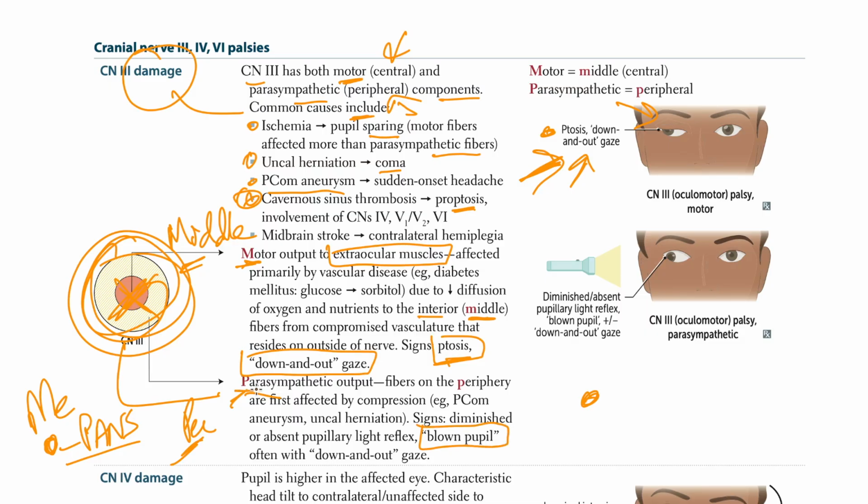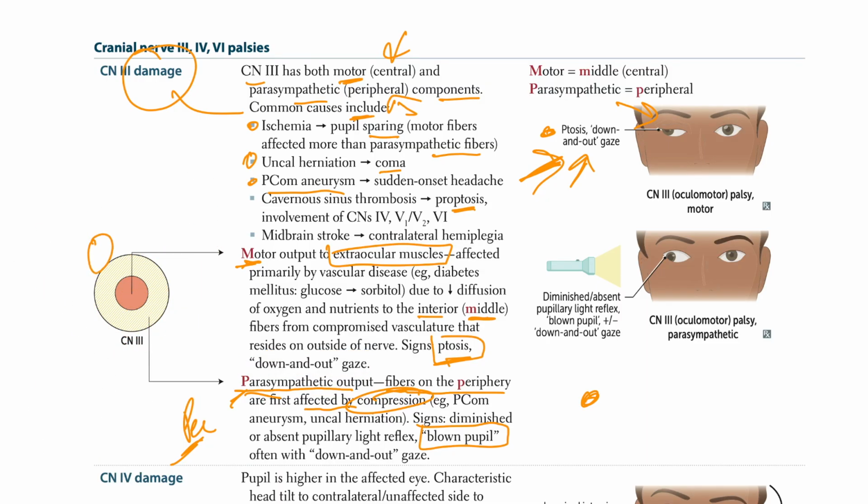So let's read this now. Parasympathetic output fibers on the periphery are first affected by compression. If there is a compression like a PCOM, posterior communicating artery aneurysm, which structure is it going to compress first? Well, it's going to compress the periphery, right? And that is going to cause damage to the parasympathetic outflow, and it will lead to diminished or absent pupillary light reflex. That's one thing.